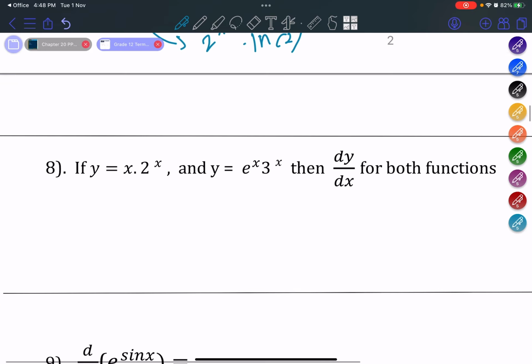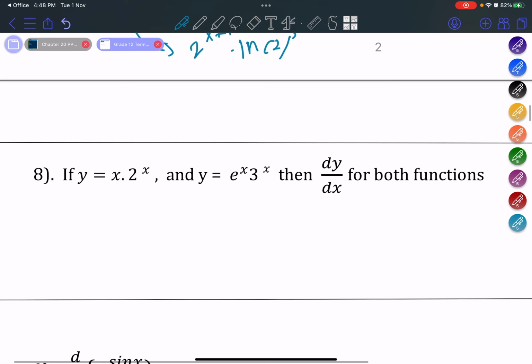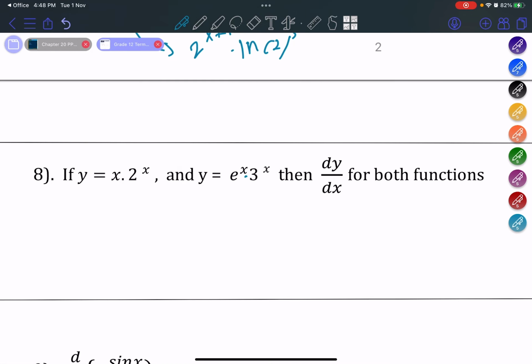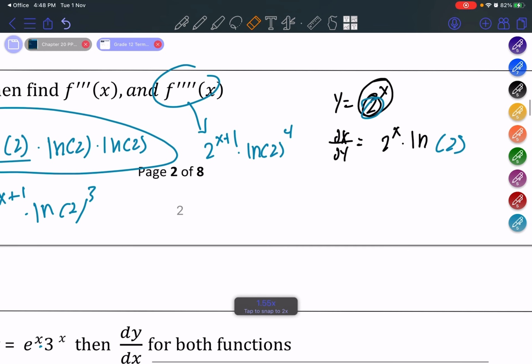If y equals x times 2 to the power of x, and y equals e power x times 3 power x, then find dy over dx. I thought there was something wrong with it, but it should be dy over dx.